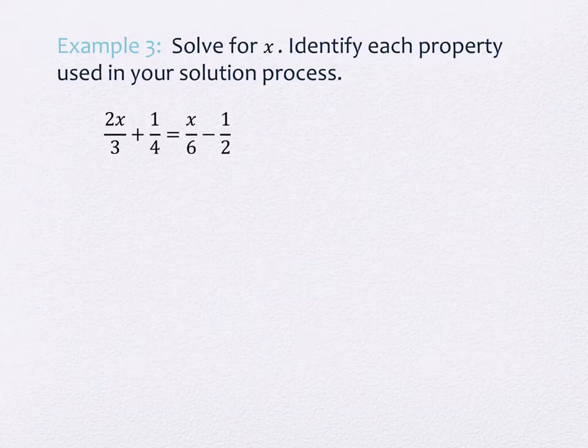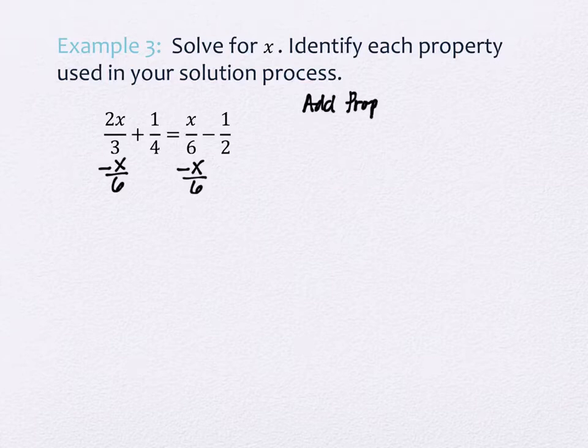All right. So we have in this one some addition and subtraction. We have some properties back from addition and subtraction, so we're going to identify those as well. So first we need to get all the things with x's on one side and all the constants on the other side. So I'm going to suggest that we move our x's to the left and subtract the x over 6. So that actually is the additive property of equality.